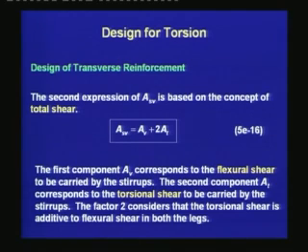The second expression is based on a total shear requirement, and it is given as Asv is equal to Av plus 2 times At. The first component, Av, corresponds to the flexural shear to be carried by the stirrups, which we can calculate from conventional shear design. The second component, At, corresponds to the torsional shear to be carried by the stirrups. The factor 2 in front of At considers that the torsional shear is additive to flexural shear in both the legs. Let us try to understand this equation for different types of sections.